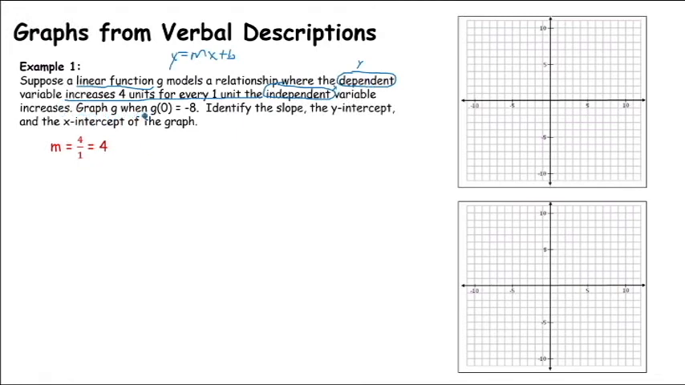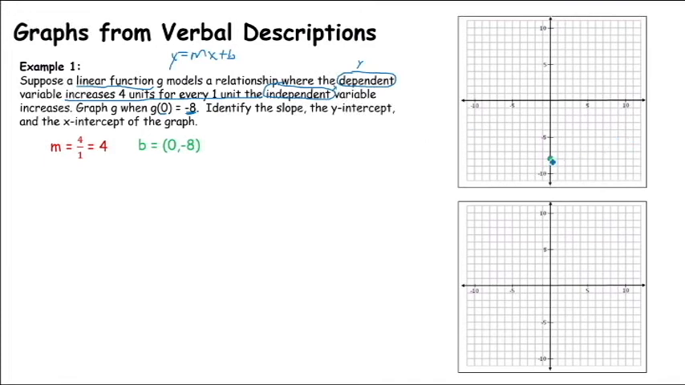Graph g when g sub 0 or g of 0 is -8. You'll remember from our functions unit that when we input this value, this is what comes out. When your x goes in, your g of x or your y value comes out. This is your y-intercept, -8. So I already know my slope is 4. I know my y-intercept is (0, -8). Therefore, this should be pretty easy to graph.